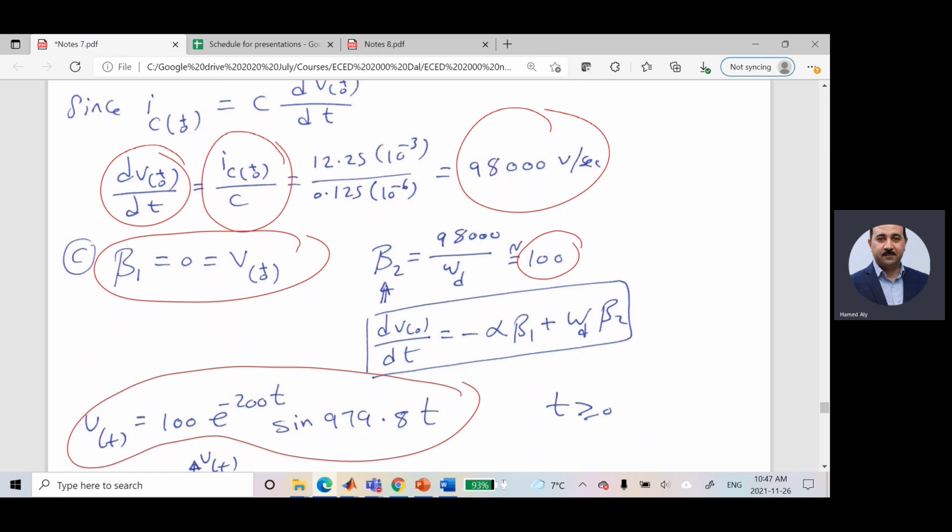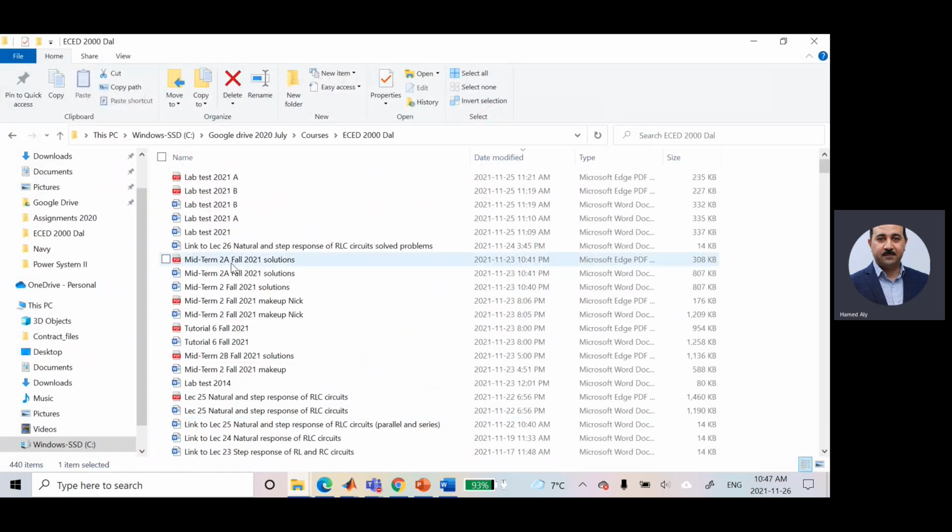What you are seeing, for all of the problems that we are solving and for all of the problems in the assignment, is that what is needed is to know the initial conditions: V of 0 and dv of 0 by dt, or I of 0 and di of 0 by dt. After finding the initial conditions, I will also find alpha and omega 0, and then I will compare between them. Then I will choose one of 3 different equations, and based on that, I can solve my problem. I have already uploaded the formula sheet. I'd like to show you that formula sheet.